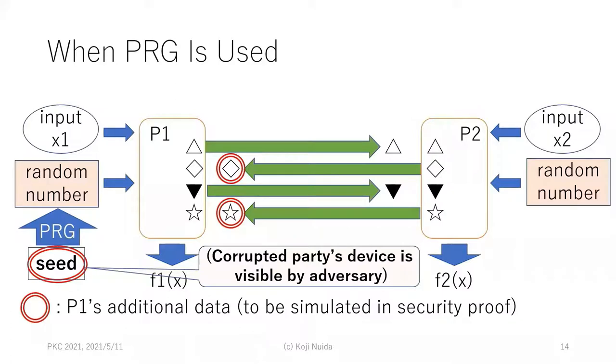This is our picture when a PRG is used to implement P1's randomness. It is important that now the random seed of the PRG is included in what the simulator has to simulate in the security proof. This is intuitively reasonable because when the party is corrupted in practice, the adversary can view the party's device in which the seed is recorded. Therefore, no information may be leaked from the random seed.